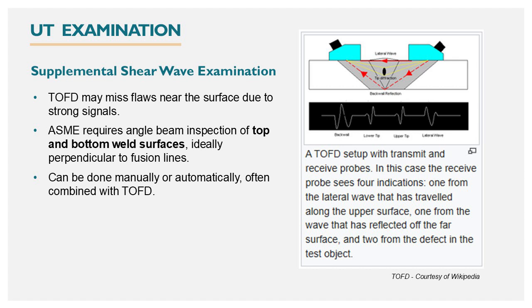Supplemental shear wave examination. TOFD may miss flaws near the surface due to strong signals. ASME requires angle beam inspection of top and bottom weld surfaces, ideally perpendicular to fusion lines. It can be done manually or automatically, often combined with TOFD.